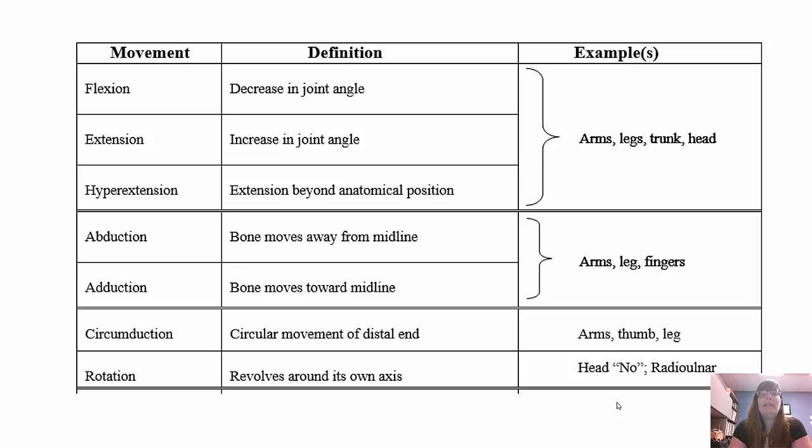Abduction versus adduction. Abduction moves away from the midline. Adduction moves towards the midline. So you can think about it a couple of ways. If you are moving towards the midline, it's like you're adding to it. If you're moving away from the midline, I always think that if somebody's abducted, they're taken away, so away from the midline. Circumduction is a circular movement. Rotation revolves around its own axis.